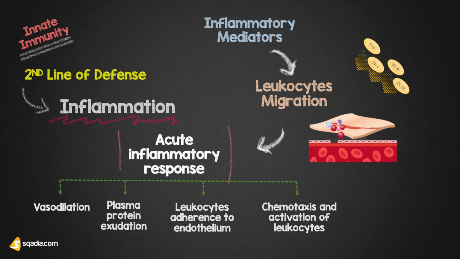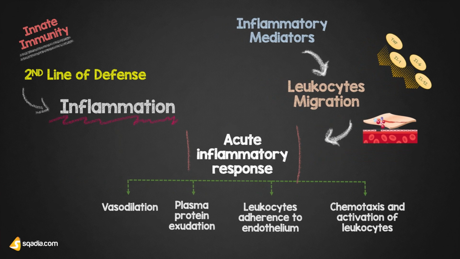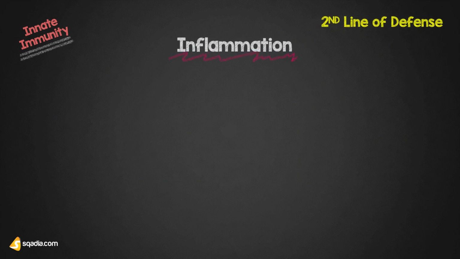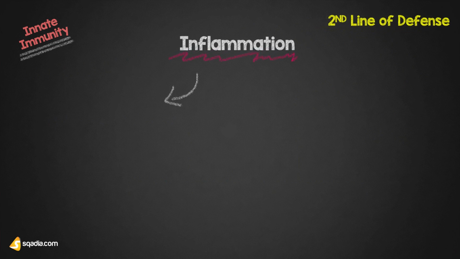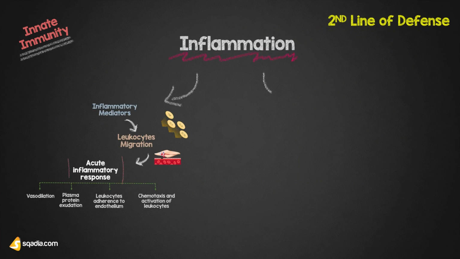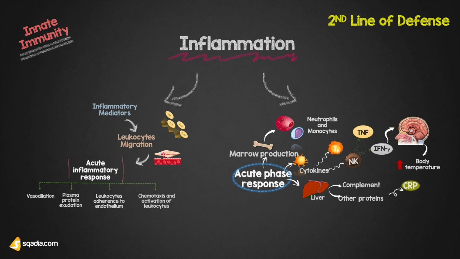Other than the acute inflammatory response, the process of inflammation also includes the acute phase response. In this, various cytokines are produced that carry signals to other cells of the immune system and also raise the temperature of the body, which is unfavorable for the invading pathogen. So, this was an overview of all inflammatory responses. And with this, our answer to the question, what is innate immunity, ends here.